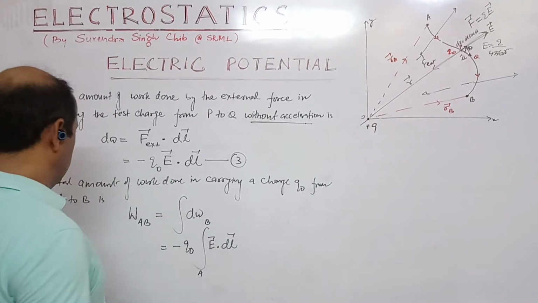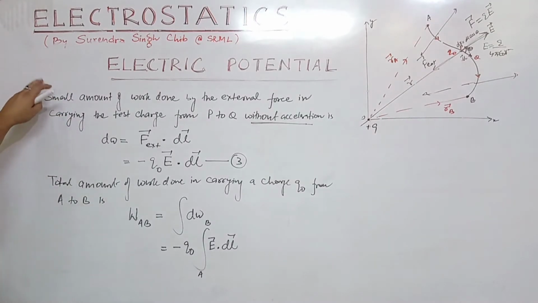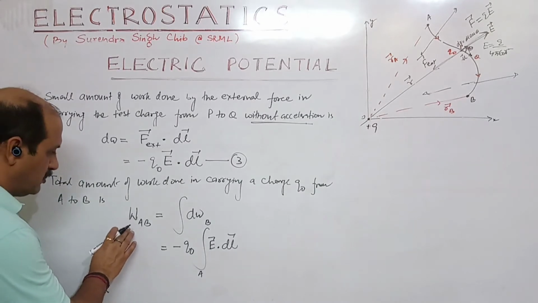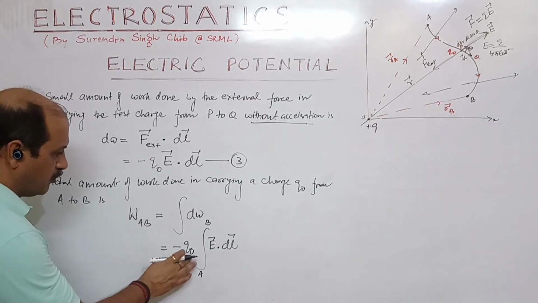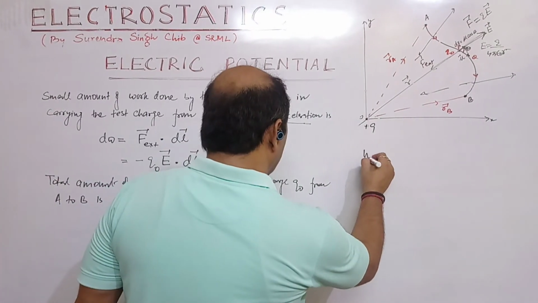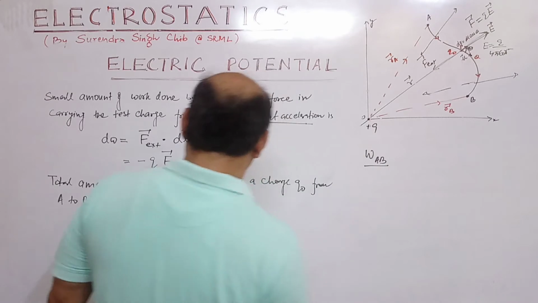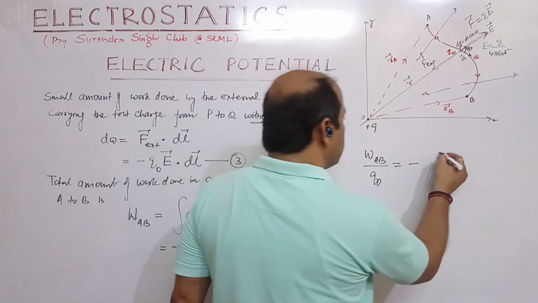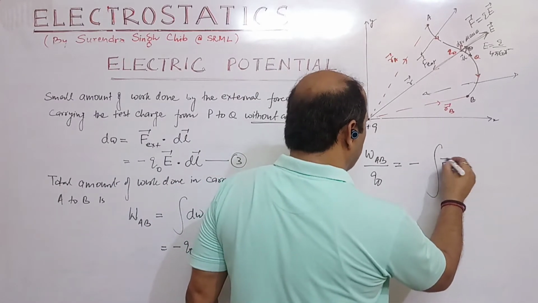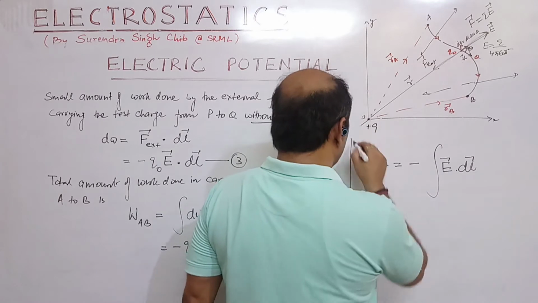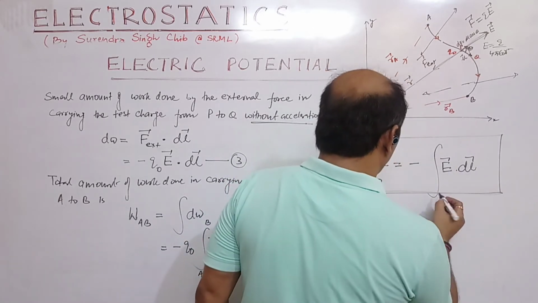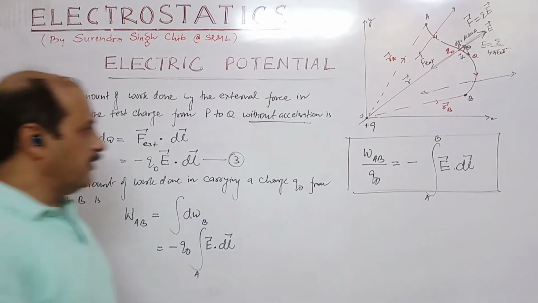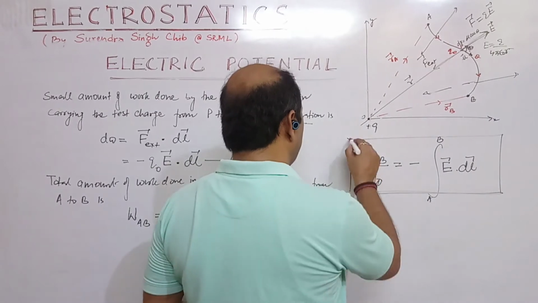So we had to find this too, in the previous topic, where I had written it. We have to find the line integral of the electric field. What is the work done? The work done from A to B is equal to minus Q naught times this. Now see here: W_AB upon Q naught, moving it here, equals minus the line integral of the electric field E dot dl, from A to B. This is a very important expression.